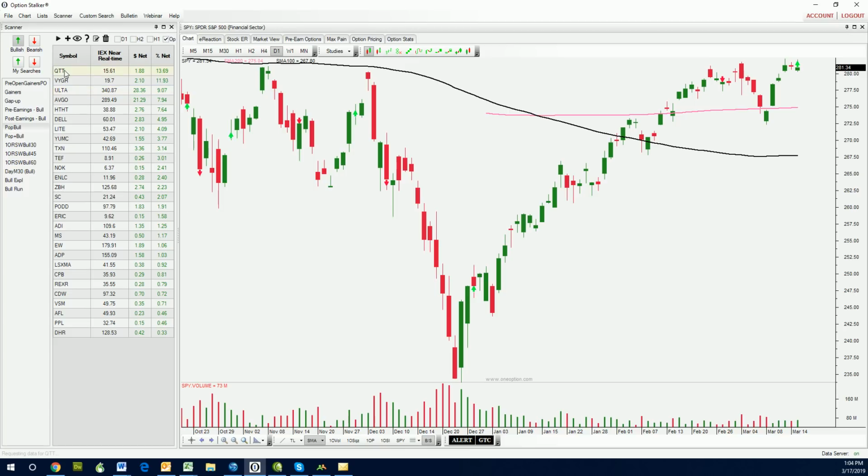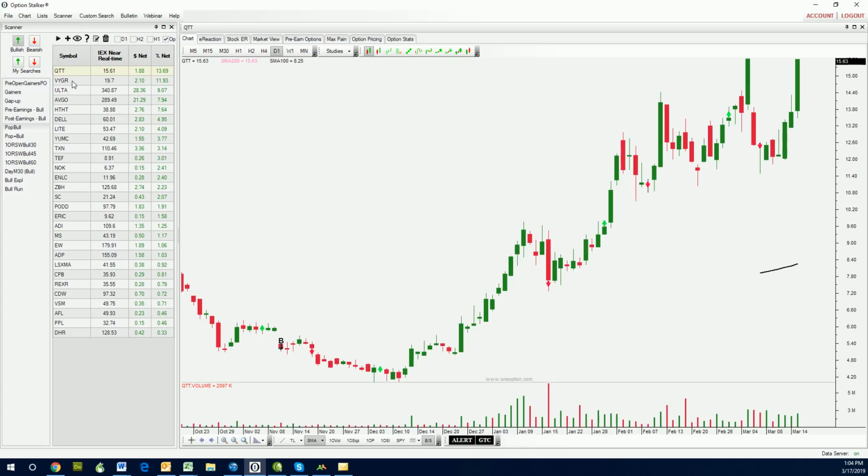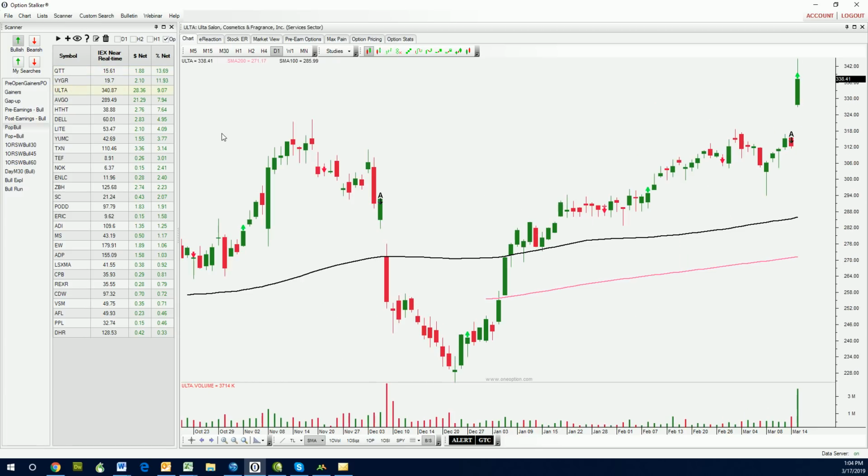So, for instance, we can look at the first stock. I don't know what this is. It's probably not that liquid. You can see it's run up a lot. Very choppy at the top here. Probably a biotech company. I'm going to go down to the first one that I do know, which is ULTA. This is a really nice chart.